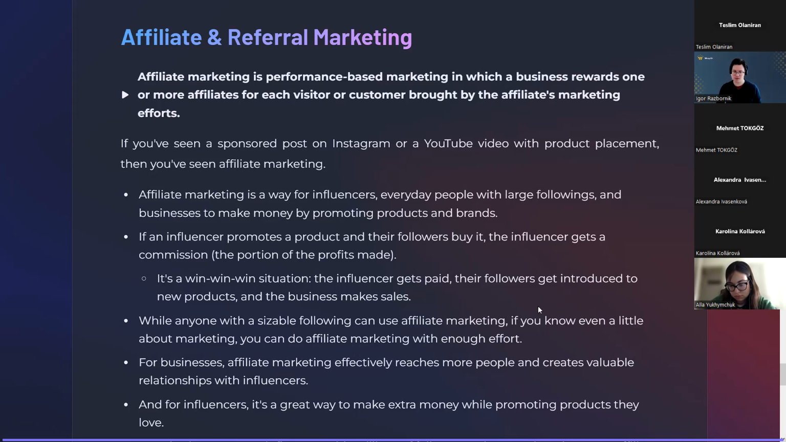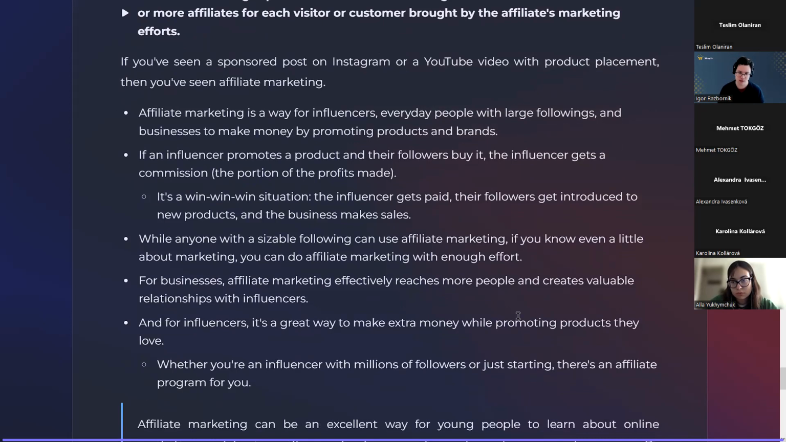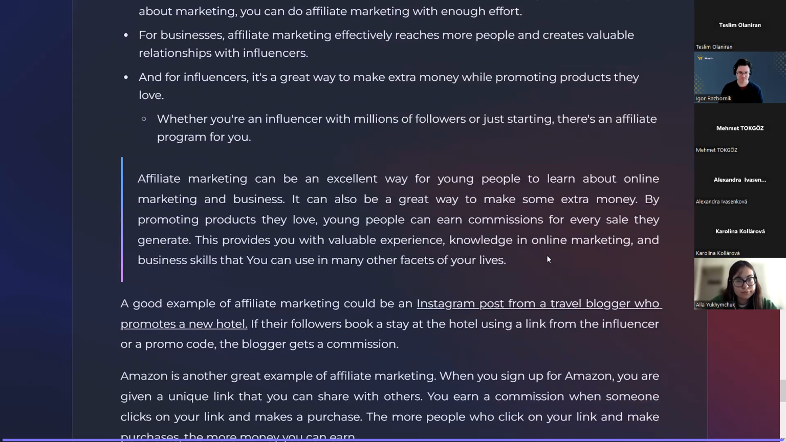So remember those things: the worst examples always make it bad for everybody else. There's plenty of bad affiliates, bad referrals, or bad emails in which you don't want to do that marketing, but there's still a lot of value that you can get from a lot of good examples. A good example of affiliate marketing can be an Instagram post from a travel blogger who promotes a new hotel. If their followers book a stay at the hotel using a link from the influencer or promo code, the blogger then gets a commission.